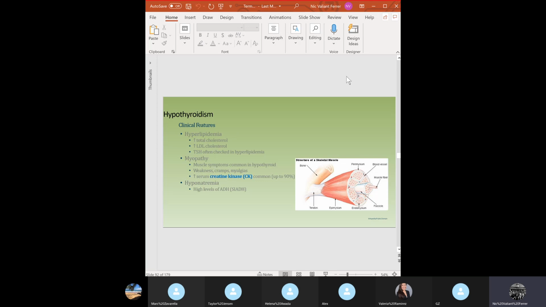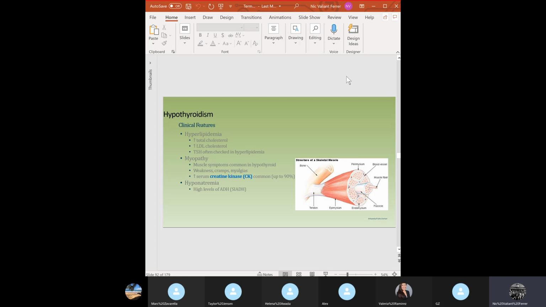Hyperlipidemia. Why are we having hyperlipidemia? Because we're increasing the production of cholesterol and LDL. Also myopathy. Think about weakness, cramps, myalgias, increase in serum CK, and also hyponatremia. Why? Because you have high levels of antidiuretic hormone.